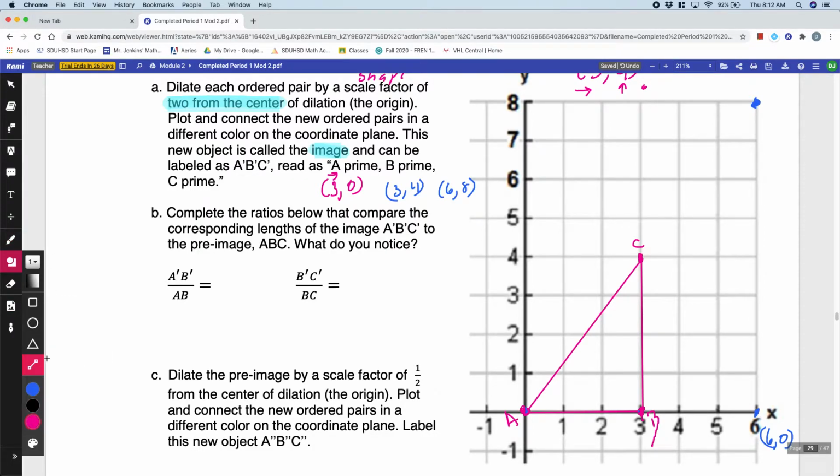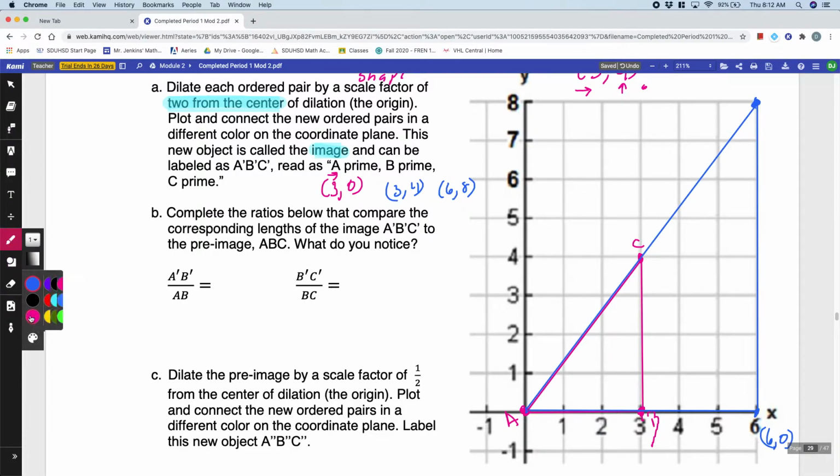So I'm going to take this image, start right here, grab my blue marker. We're going to go from here to here, here to here, and here to here. So you can see that is a scale factor of 2. I doubled it by 2. Now remember, in pink, my triangle ABC was my original, so we call it the pre-image. And it also wanted us to label these values for the blue one.